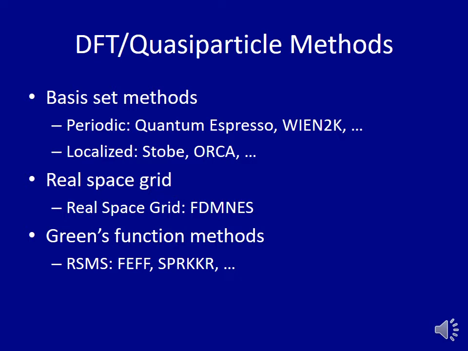There are also a few codes that do things on a real space grid. One of those is FDMNES, which does full potential X-ray absorption calculations. Of course, I'm going to focus on Green's function methods because that's what FEFF does, but I will talk a little bit more about DFT methods.